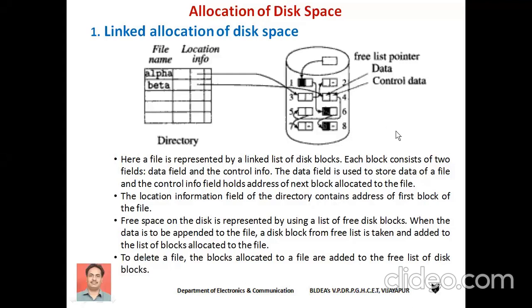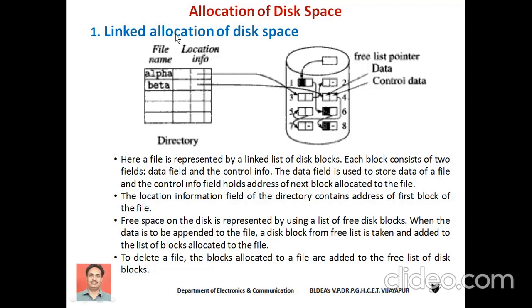So in this class, we are going to learn about allocation of disk space. Till now, we have discussed many of the basics about files and directories. In today's class, we are going to learn about how the disk space is allocated for storing data of the file. Students, there are two methods for allocation of disk space to the files. The first method is referred to as linked allocation of disk space, and the second method we call indexed allocation of disk space.